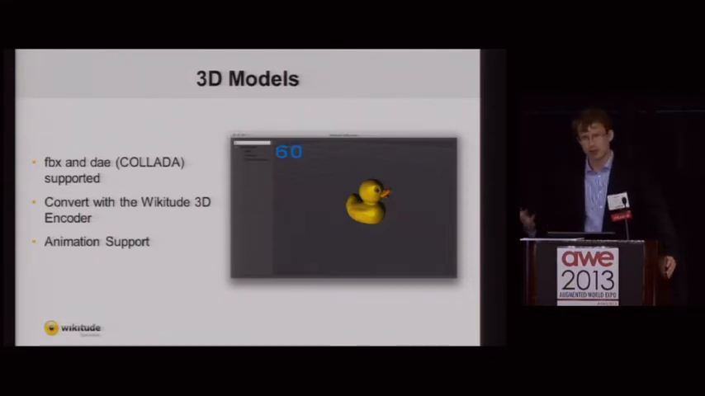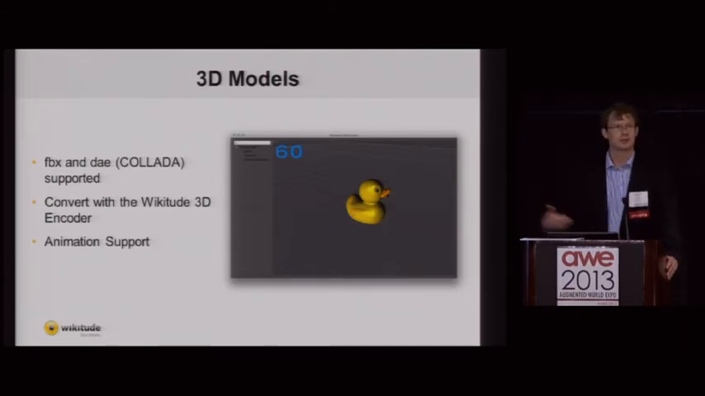Then we also support 3D models, of course. FBX and Collada files are supported. For an optimized rendering engine, again, we are really into optimizing, giving developers a really optimized package. So we use something that we call the Wikitude 3D Encoder, which converts FBX and Collada files into an internal format which is optimized for our rendering engine on the mobile device. So what you would do is download the Wikitude 3D Encoder, throw in an FBX or Collada file, and what you get out of it can then be supplied to the Wikitude SDK.